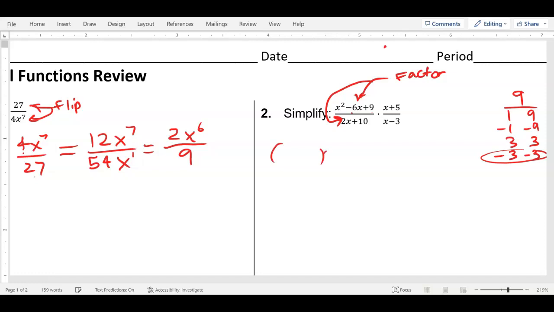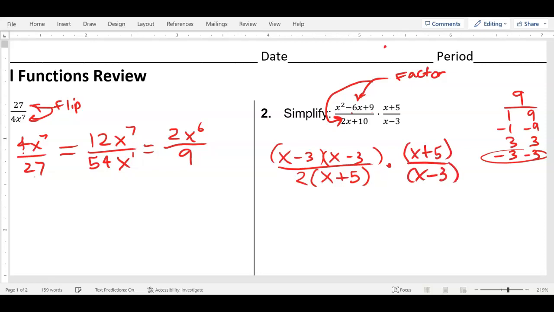So when I rewrite this, I'm going to have two parentheses, x minus 3, x minus 3. And then on the bottom, 2 and 10 have a common factor of 2. So when I divide this by 2, I get x, and when I divide this by 2, I get 5. Okay? Now multiplying that times x plus 5 over x minus 3, I can start reducing and canceling things out. So I see x plus 5 and x plus 5 can cancel. x minus 3 and x minus 3 can cancel, so I'm just left with x minus 3 over 2.